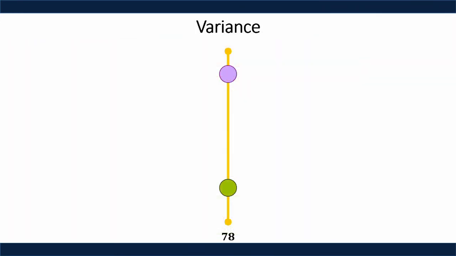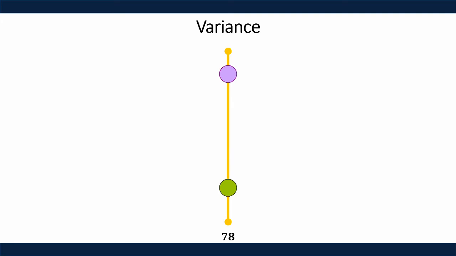Here's a visual illustration of variance to get us started. Do you remember how I defined variance earlier? I said that variance was the unstandardized summary value of the spread of data points or scores from the mean, which in this example is 78.